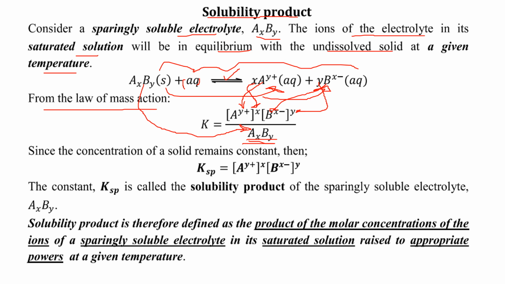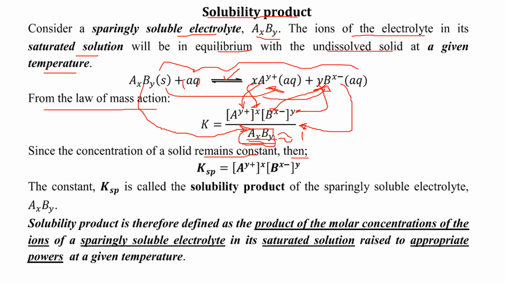So that's why we consider the concentration of our product to be 1, and therefore we do not consider the concentration of the solid or our reactant. So you're saying that here, since the concentration of the solid remains constant, we approximate it to 1. That means that you're only going to consider the product of the molar concentration of our products raised to their appropriate powers at a specific temperature.